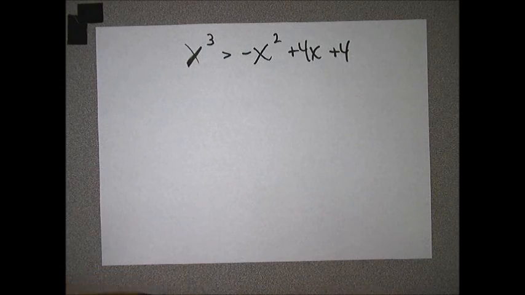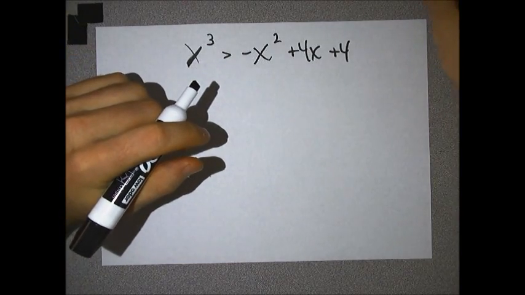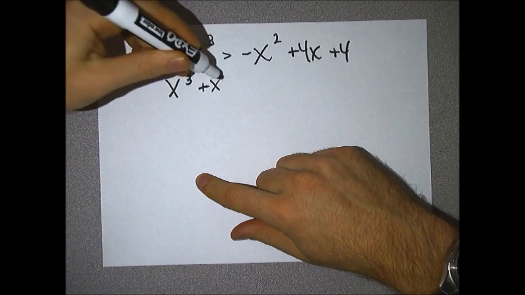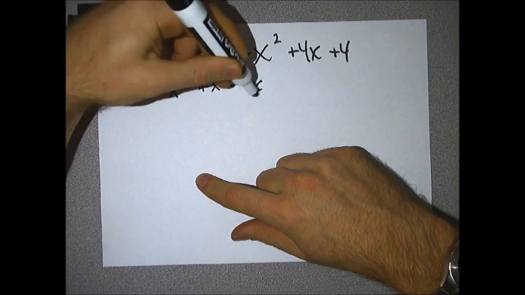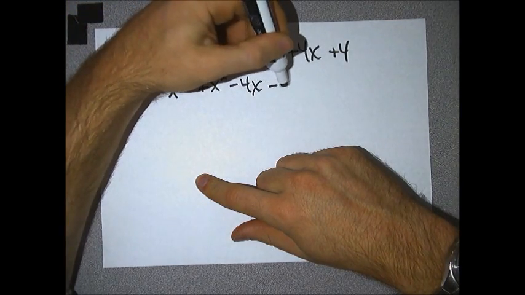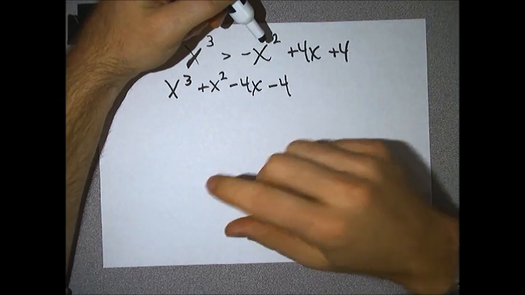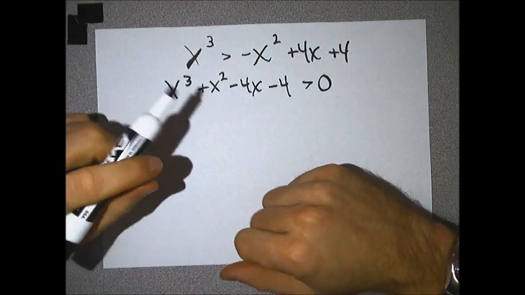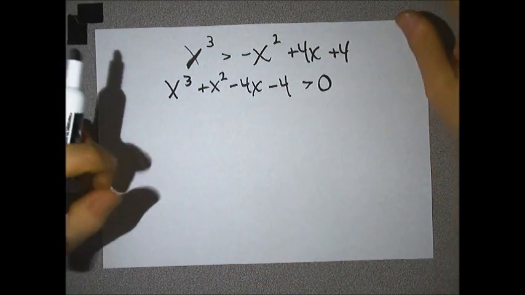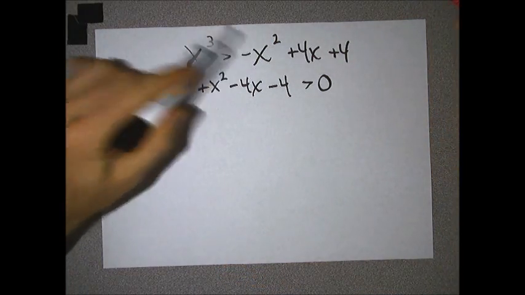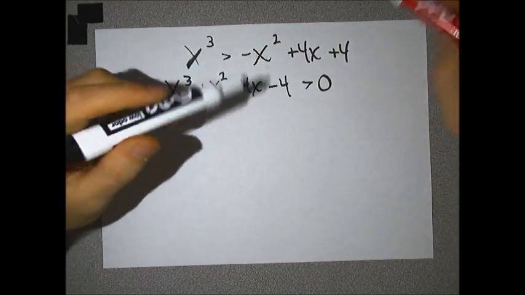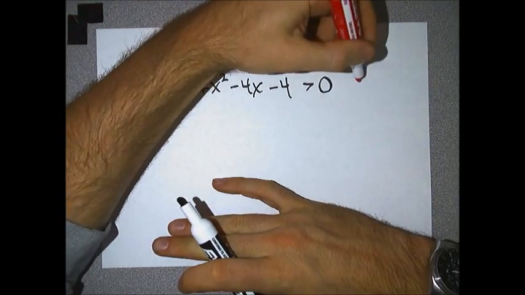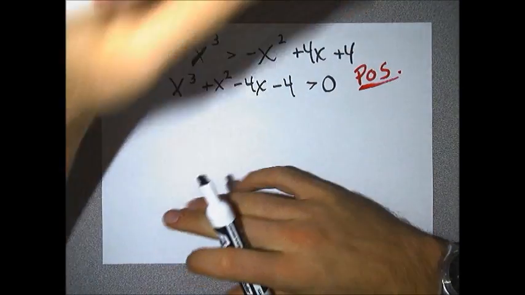Okay, the polynomial inequality problem. So we want to get everything pulled to the left: x to the third plus x squared minus 4x, and keep the leading term positive. Okay, so it's greater than 0. I pulled everything to the left, right? Pulled that one over, pulled that one over, pulled that one over. When it's greater than 0, what am I looking for? I want it to be looking for positive.